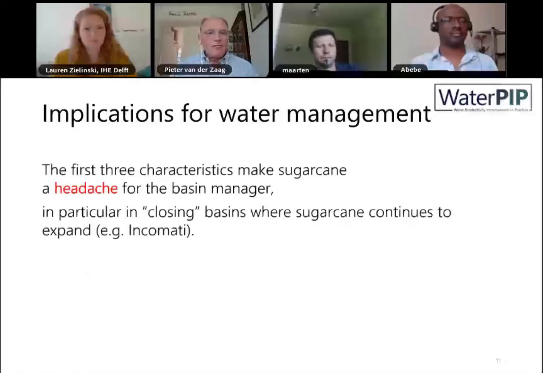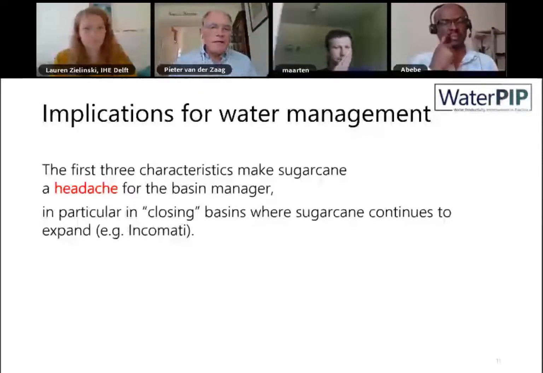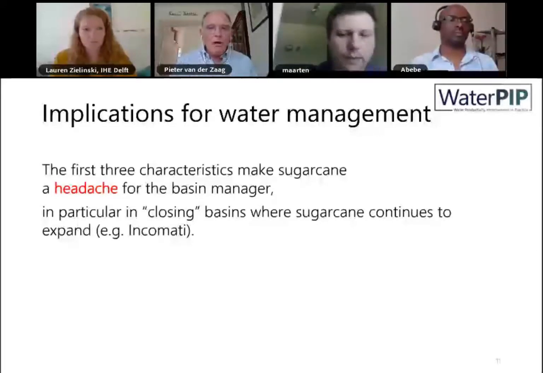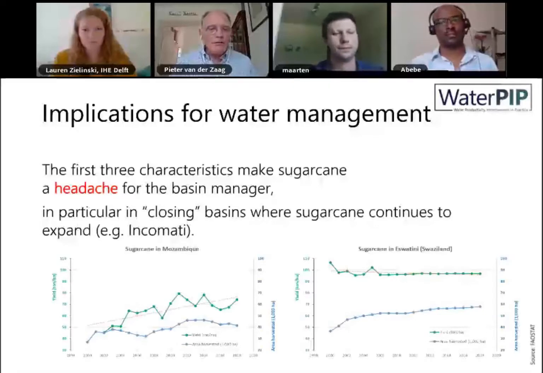Okay, implications for water management. The first 3 characteristics that I mentioned make sugarcane a headache for the basin manager, in particular in closing basins where sugarcane continues to expand, and because it fixes the water requirements also in dry years.